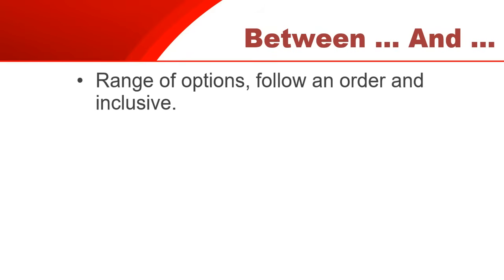When you want to use the between operator, you have between something and something, and it's just like you would understand in English. It's when you want to compare values between two particular ranges. This is ideal for when you have a range of options that follow an order, and it also is inclusive. So when you specify between this value and that value, you are actually including this value and that value as part of the options.